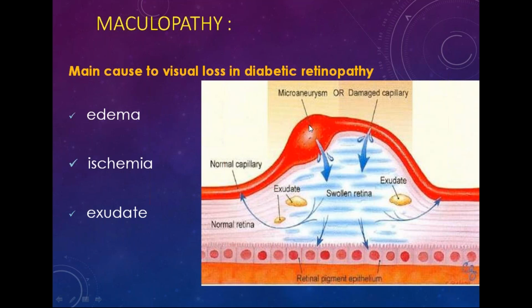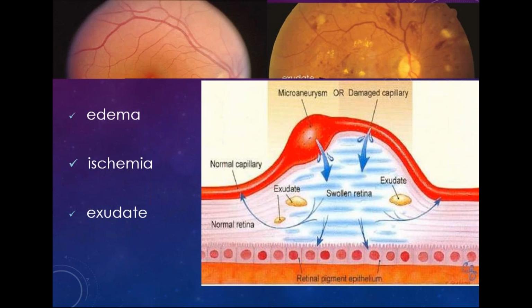Whenever there is loss of intramural pericytes, there will be microaneurysm formation. There will be secretion of fluid, hard exudates, cotton wool spots, and microaneurysms, which lead to a swollen retina. Loss of intramural pericytes and thickening of the basement membrane, all these things lead to secretion of fluids and a swollen retina.